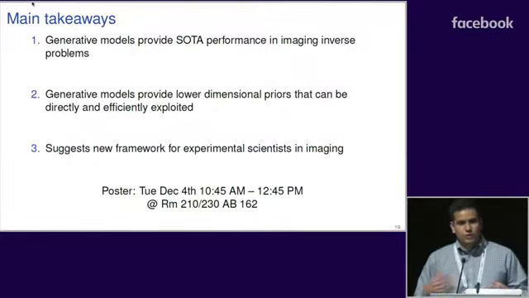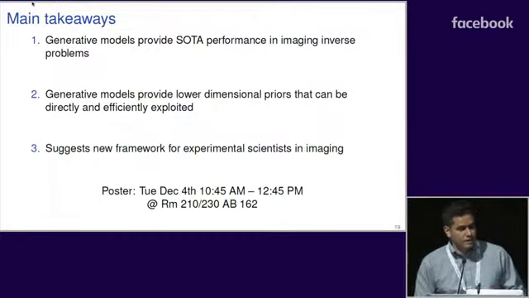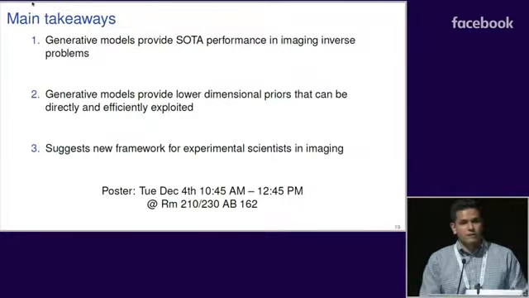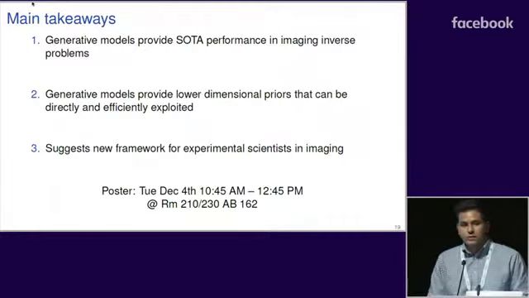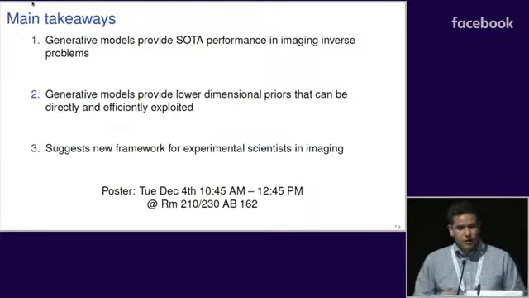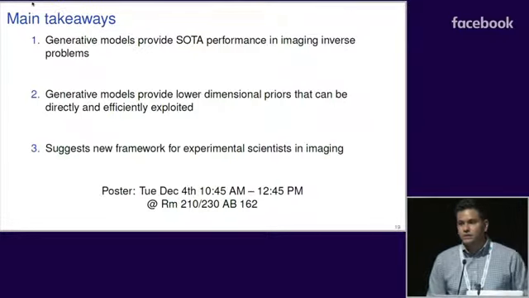Just to reiterate the main points of the talk today: generative models have provided state-of-the-art performance in these imaging inverse problems, and part of the reason for that is that there are lower dimensional priors that can be directly and efficiently exploited. We saw a specific case in point with the phase retrieval problem, where we can get sample complexity that's linear in K. In addition, we talked about how this could potentially provide a new framework for scientists in experimental imaging by utilizing these deep learning and generative models.